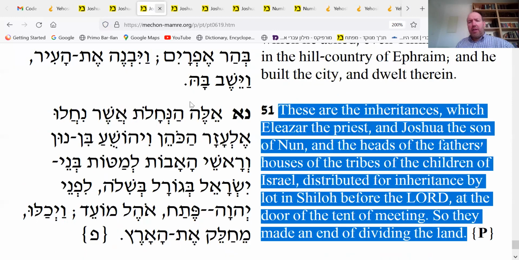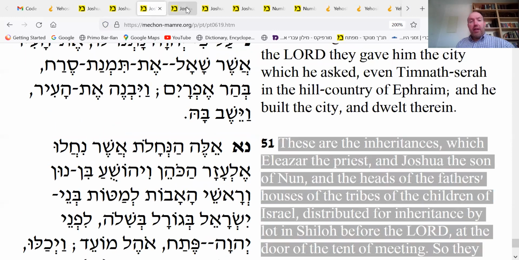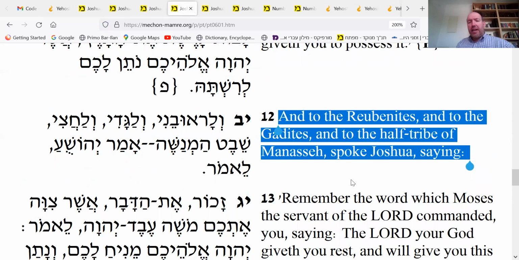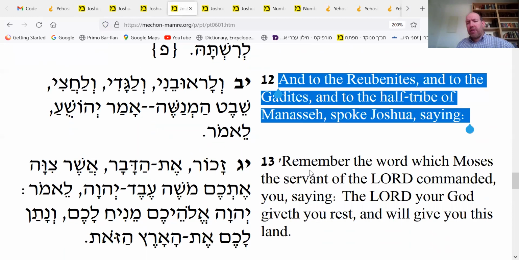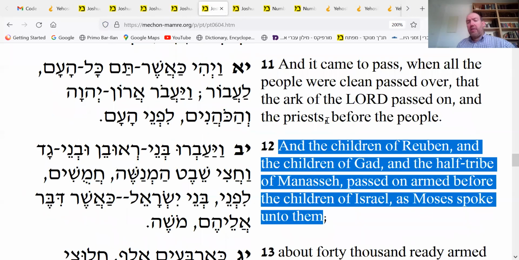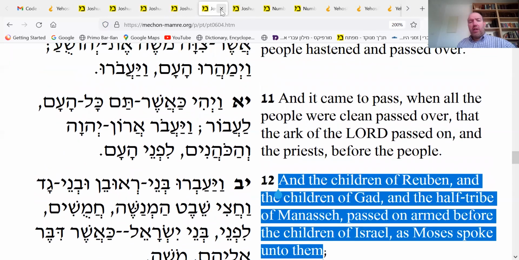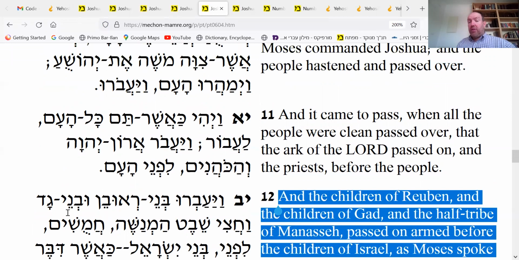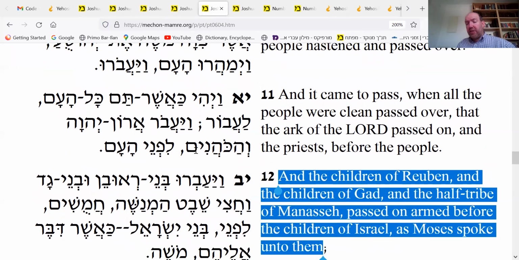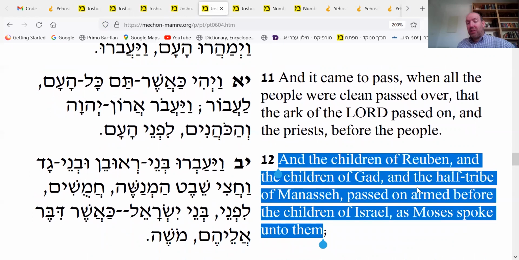Also, first of all, in the very beginning of the book, we have the pointing out of the Reubenites and the Gadites and the half tribe of Manasseh, who speak to Joshua right in the beginning, remembering the words that Moses said. And also as they cross the Jordan, in Joshua chapter 4, after the mentioning of the rest of the people who crossed, the ark of the Lord passed on, and the priest before the people, and the children of Reuben and the children of Gad and half the tribe of Manasseh passed on armed before the children of Israel, as Moses spoke, right?